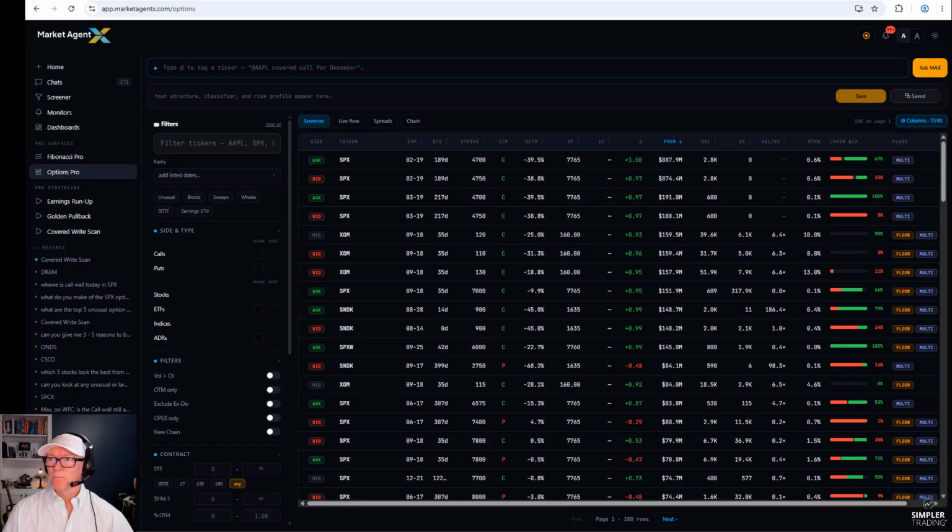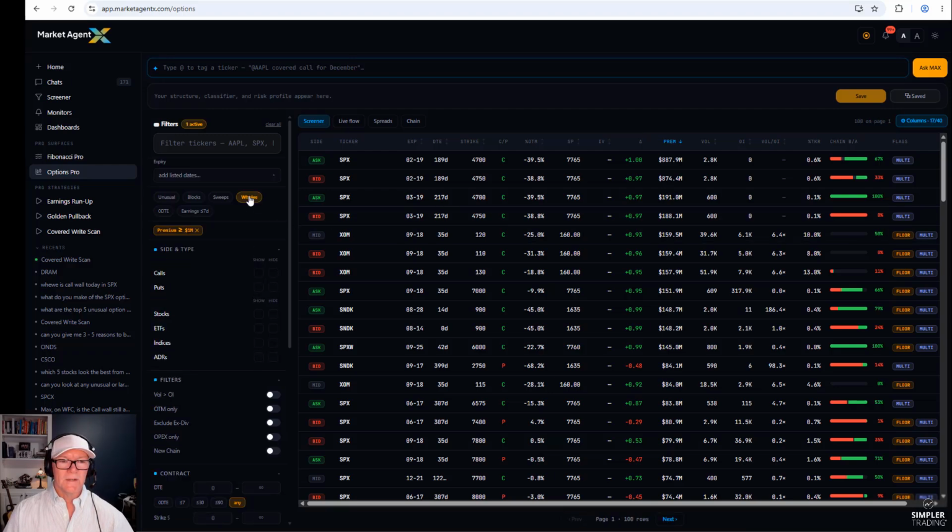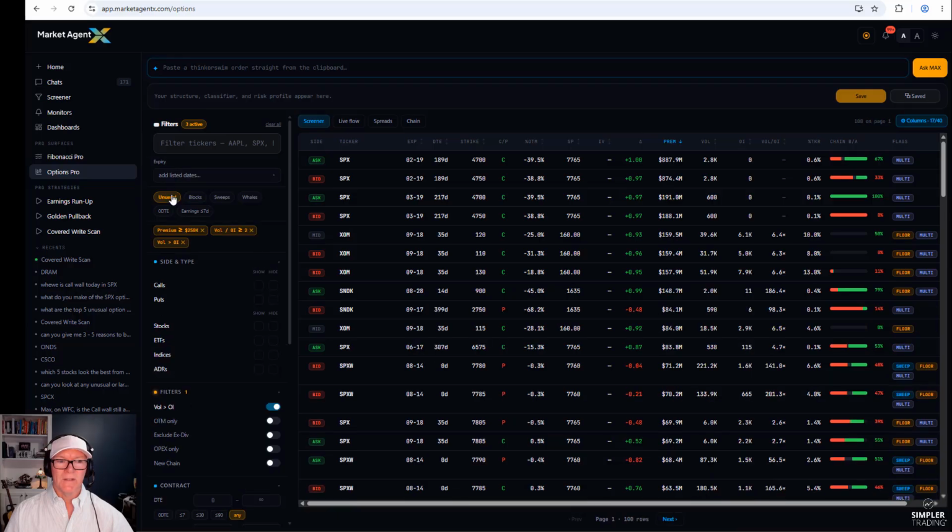I'm looking for, let me get my drawing tool again, you can search for unusual option activity. You can look for block trades. You can look for sweeps. I like to look for whales. That's something that's out of the ordinary. If you click on whales here, this will be premium greater than $1 million. Anytime somebody's putting more than $1 million into options, it's probably a pretty decent sized trade. Now I do combine that with unusual option activity in most cases, which is premium, volume over open interest, that kind of thing, and combine that with the whales. I did this very early this morning.